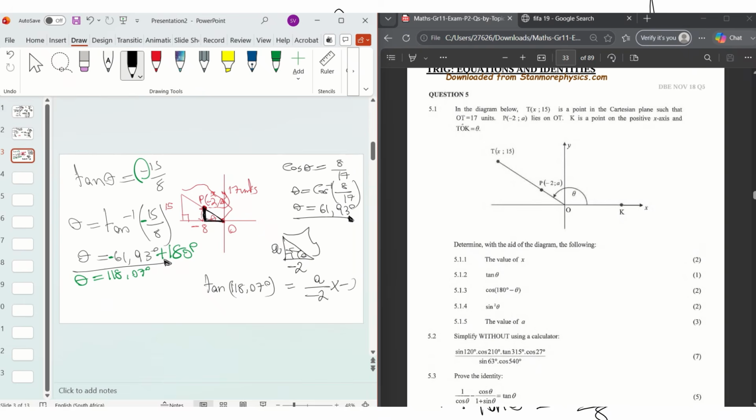So now we cross multiply by -2 on both sides. Therefore A is equal to -2 times tan 118.07. So that will give us positive 3.75 units. Okay, so if you round off to the nearest integer, then it's probably going to give you 4.